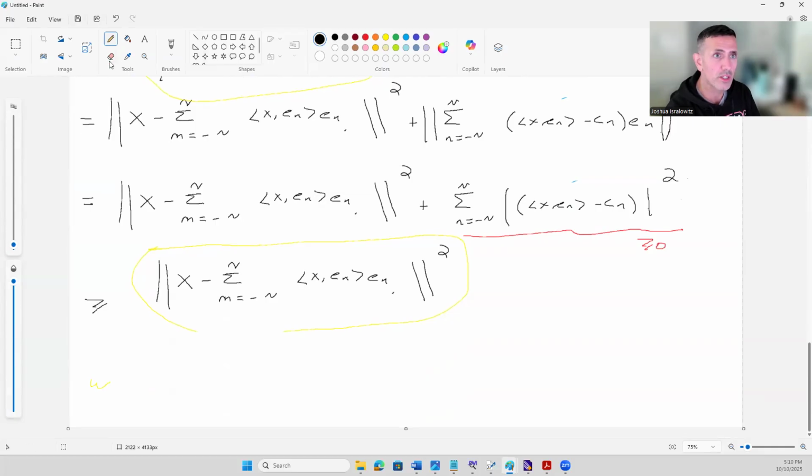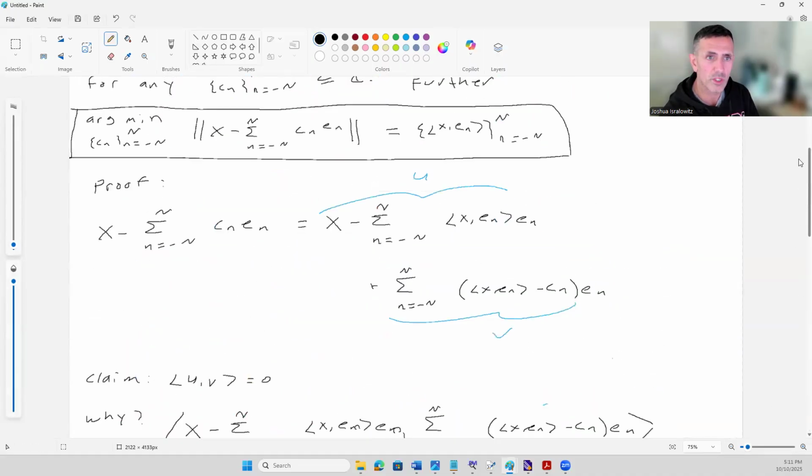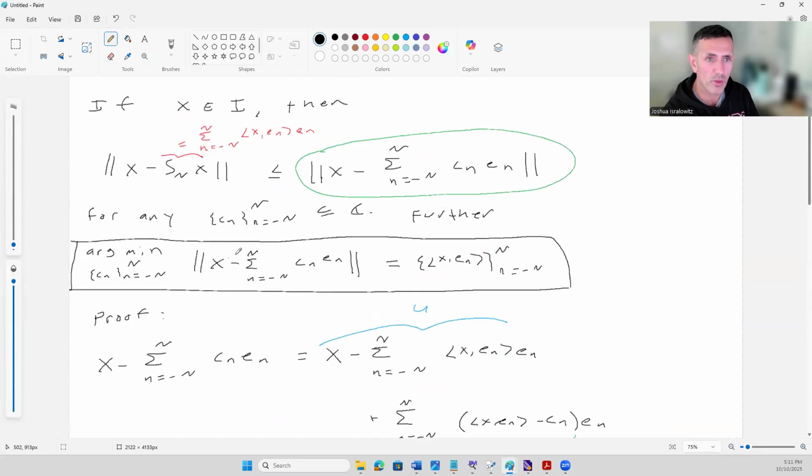So we have equality, I'll just write it down, when this sequence here equals this sequence here, and that finishes the proof. What minimizes this here is exactly this sequence.